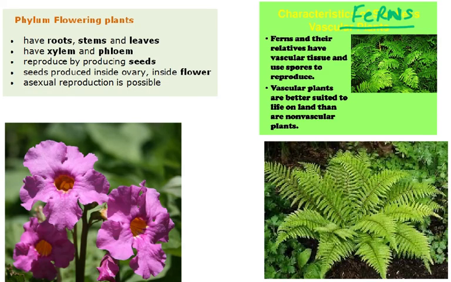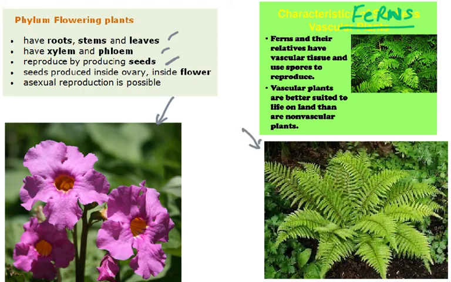Now the key features of flowering plants is they have roots, stems and leaves. And they have xylem and phloem, and they reproduce by producing seeds. So they'd have a flower, and then we'd study flowering and seed production and fertilization, then seed dispersal. And seeds are produced inside the ovary, inside the flower, and asexual reproduction is also possible in certain plants. Now the ferns, they're different. Now I've given you pictures of this. This is a flowering plant and this is a fern.